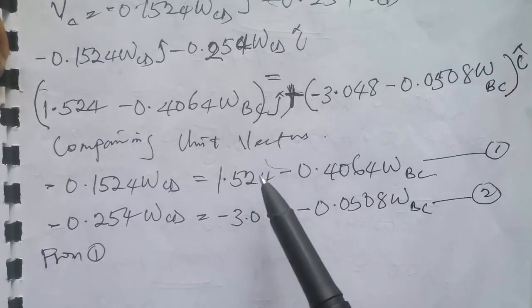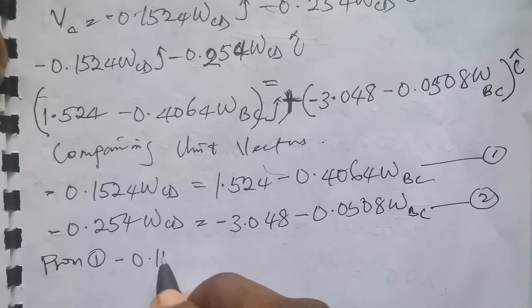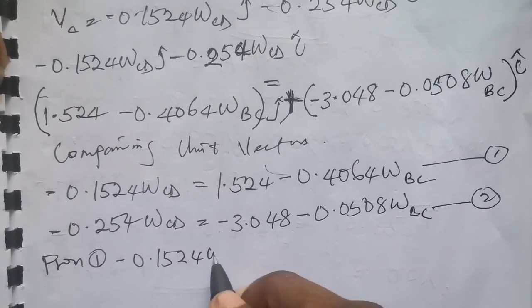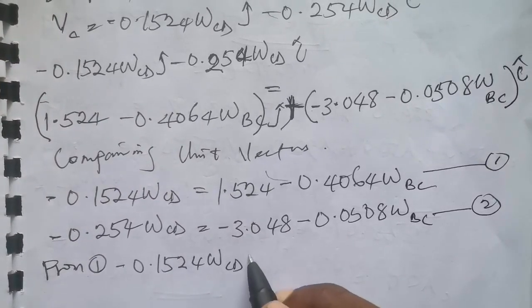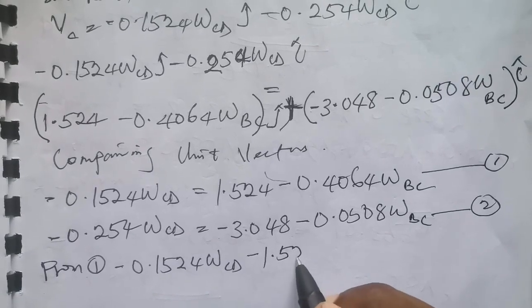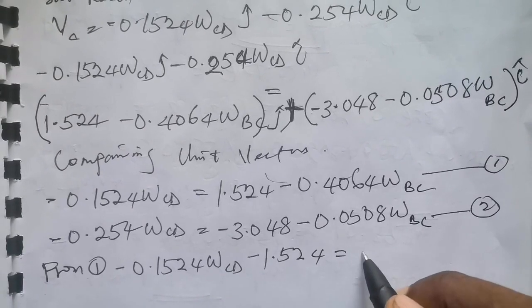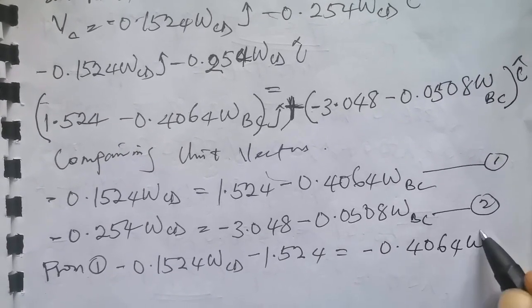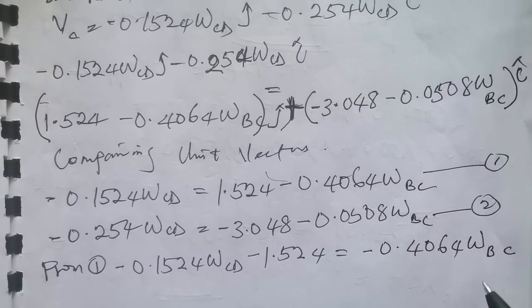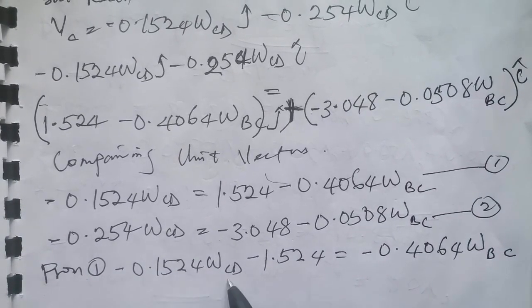we send this term over to this side of the equation. Remember here we have minus 0.1524 omega CD. Now, if this crosses an equal to sign, it becomes minus 1.524. And this is going to be equal to, I have left here, minus 0.4064 omega BC. So we make omega BC subject of the formula and put that into equation 2 and find the value of the angular speed along CD.